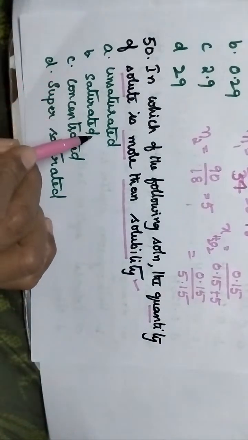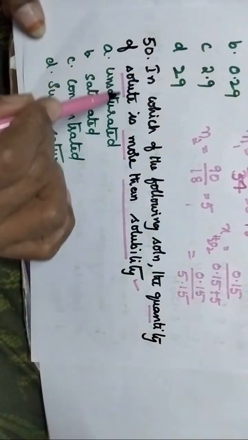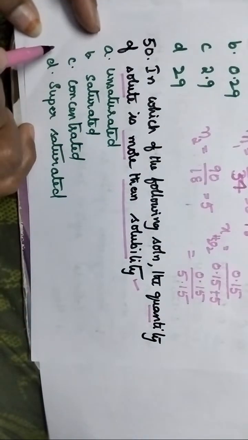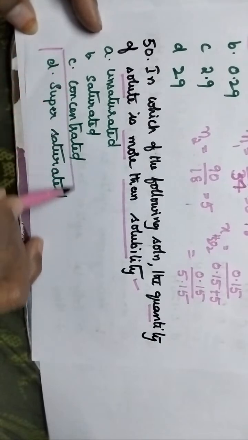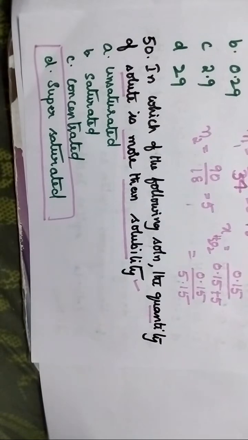More than solubility. So, saturated solution contains maximum amount of soluble solute. More than solubility means it is a super saturated solution. So, option D is the right answer.